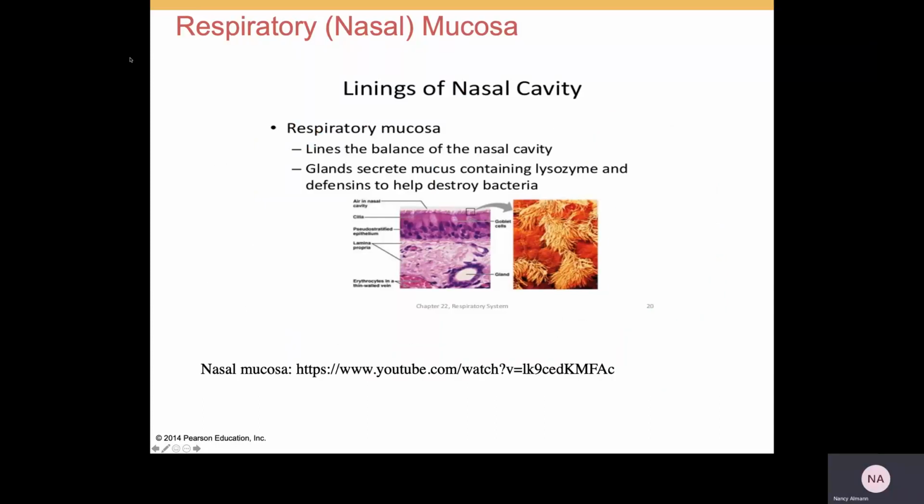Now, we've already talked about the respiratory mucosa. This gives you some images of that, and there's a good video there, so you can watch that. A little bit of a repeat.